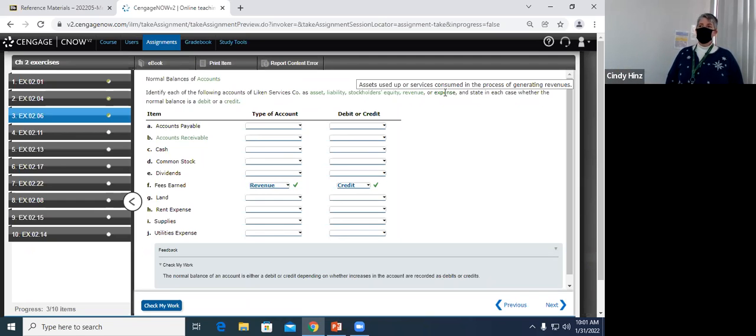So the key phrase there is "used in generating revenues." Well, dividends do not help us generate revenues. I think it's probably true that our customers, for the most part, don't even know whether we pay dividends, because some companies do pay dividends and others do not.